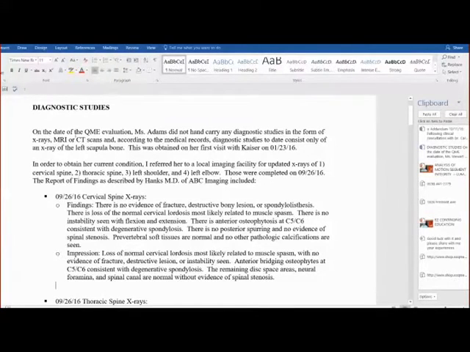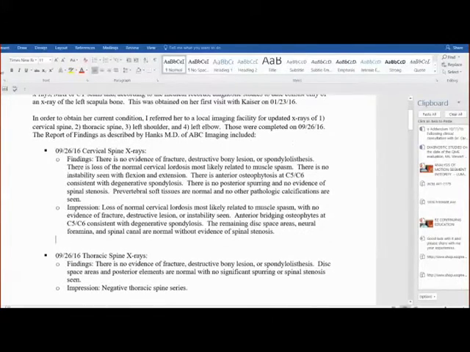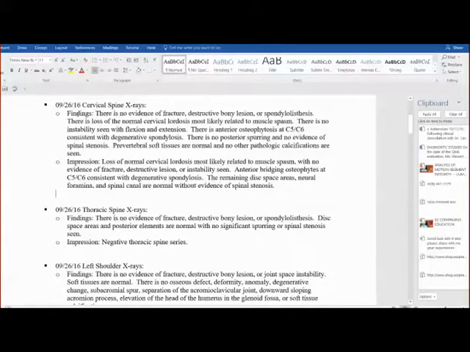I mentioned here, again, my key phrase: in order to obtain her current condition, I referred her to a local facility for updated x-rays. Those were completed on such and such date, and the report of findings as described by Hanks, MD, of ABC Imaging included, here's his findings, and here's his impression. You'll notice in these findings, he does mention anterior osteophytosis as a pre-existing degenerative change of the cervical spine.